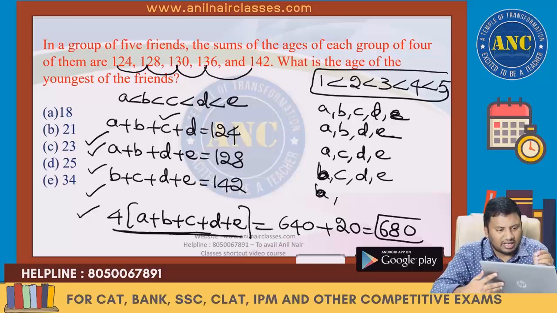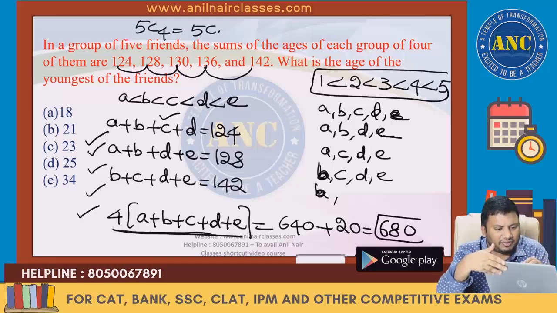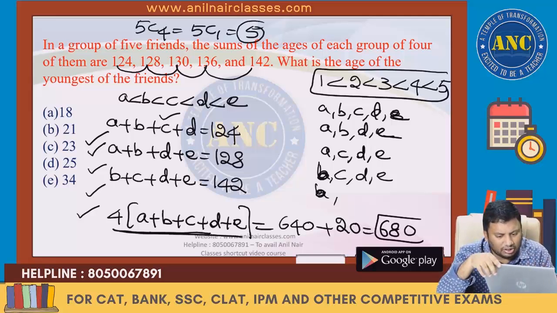Total 5 is there, right? 5C4 is 5C1, which is nothing but 5 cases. What are the 5 cases? Out of 4, A, B, C, D, one case. A, B, D, E, another case. I hope it is clear, right? A, C, D, E, another case.